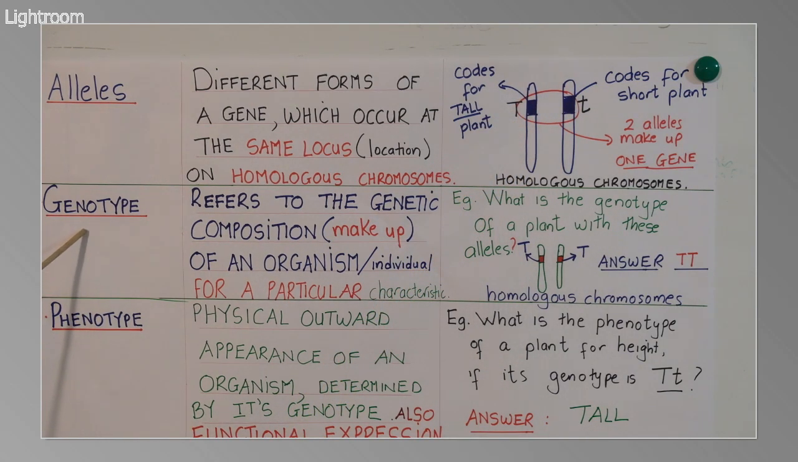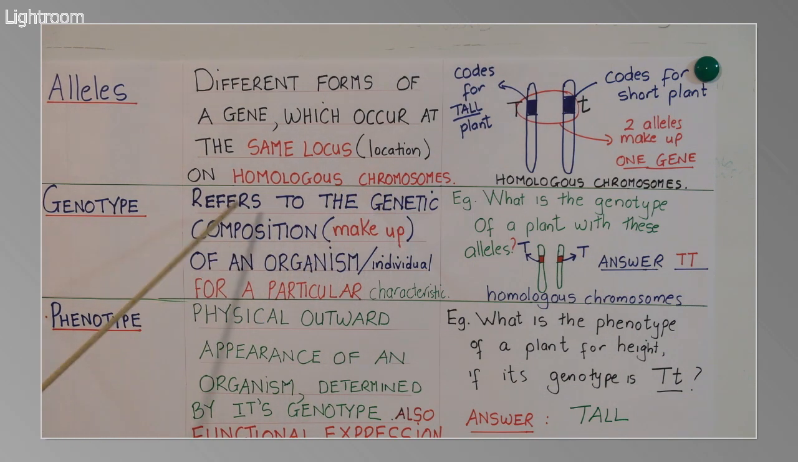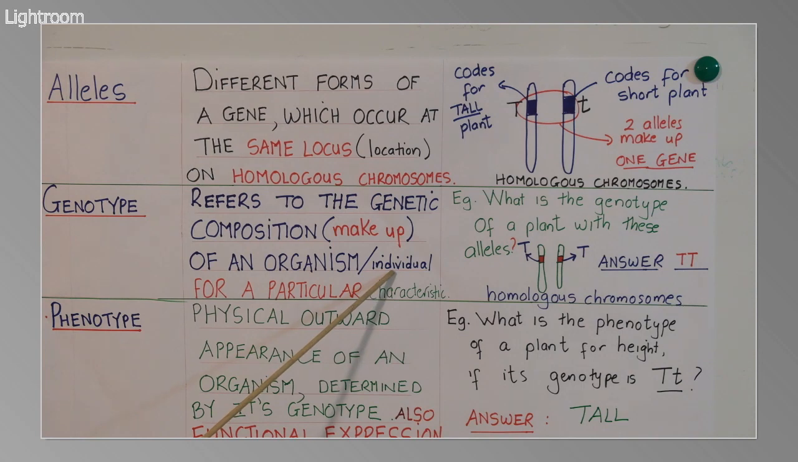The next concept is genotype. What does the word genotype mean? G for genotype, G for genetic makeup or genetic composition. So genotype refers to the genetic composition or makeup of an organism or individual, such as a dog, a cat, a plant, a person, for a particular characteristic.